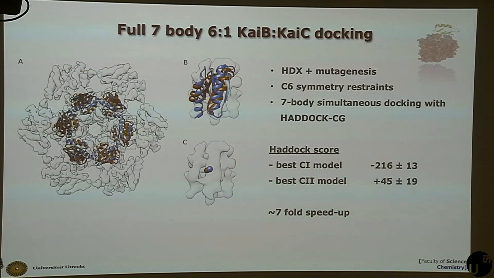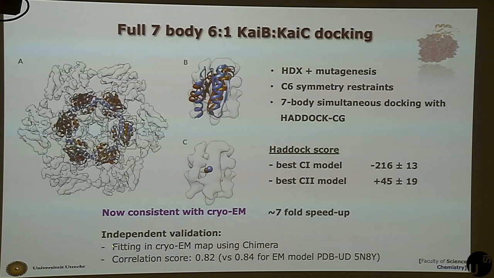And you can take those models and fit them into the cryo-EM map. We did that using Chimera. And you get a correlation for the docked model of 0.82. And if you take the cryo-EM structure, which is about 5 angstrom resolution, that was deposited, you get 0.84. So it's not so bad. Again, it's a model, it's not perfect. There are still small differences, but considering we are doing a 7-body docking, it's quite an amazing result.